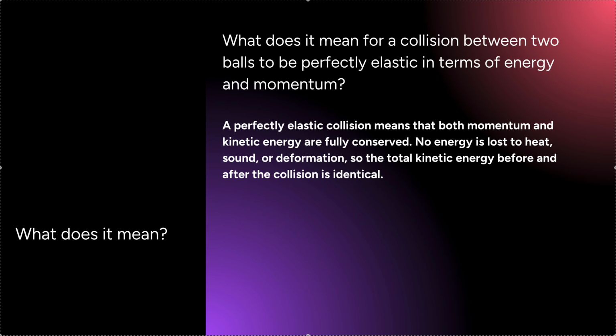And what does it mean for a collision between two balls to be perfectly elastic in terms of energy and momentum? A perfectly elastic collision means that both momentum and kinetic energy are fully conserved. No energy is lost to heat, sound, or deformation, so the total kinetic energy before and after the collision is identical.